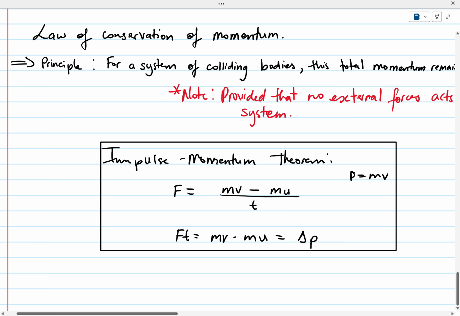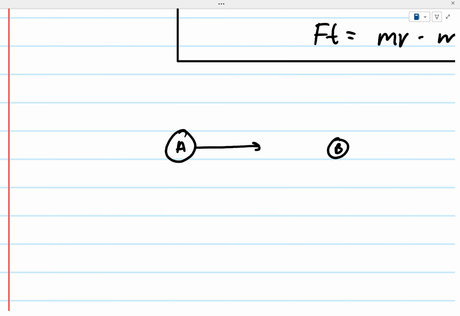So let's look at this. Everybody follow along. We have ball A and ball B, and we're looking at the collision. An object experiences a force over a specific amount of time that results in a change in momentum. Let's say A has a velocity of 5 meters per second. A is 10 kilograms, B is 5 kilograms, and B is at rest.